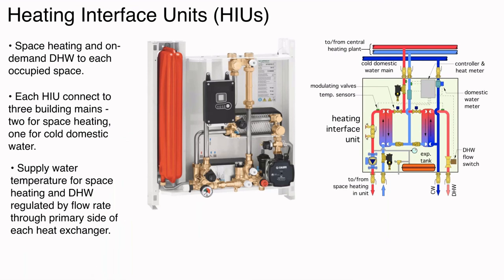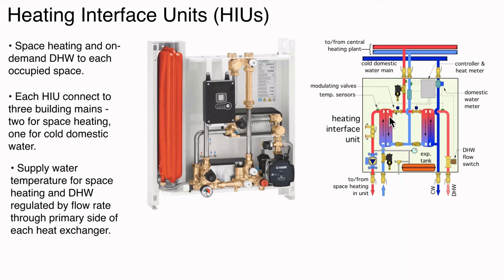Okay. Now, this is actually a Caleffi product. It's not in the North American market at this point, but it's called a heating interface unit. This does both space heating and domestic water heating. It has two small brazed plate heat exchangers. And I put it in because it is variable flow as a means of temperature regulation.